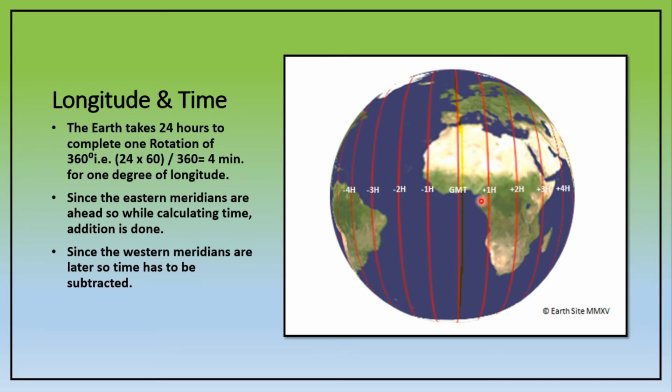But let us understand that as we move towards the east, the time is always ahead, while as we move towards the west, the time is later. So when we have to calculate time, we keep on adding time when we are moving towards the east, and we go on subtracting time when we are moving towards the west.